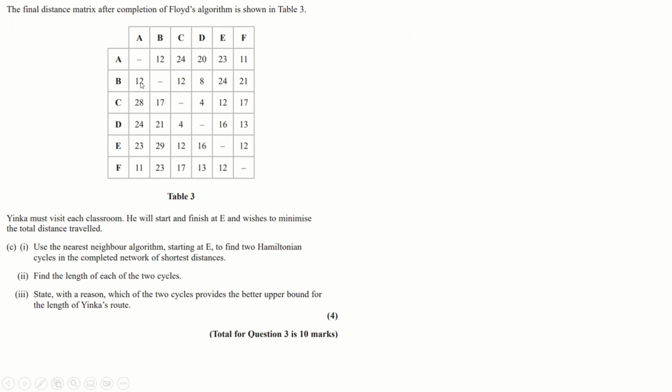So then it says it does it one more time, or is it two more times, I guess? Yeah, because it's doing E and F. So it does it a couple more times and you get all this. Using nearest neighbor, starting at E, finds two Hamiltonian cycles.